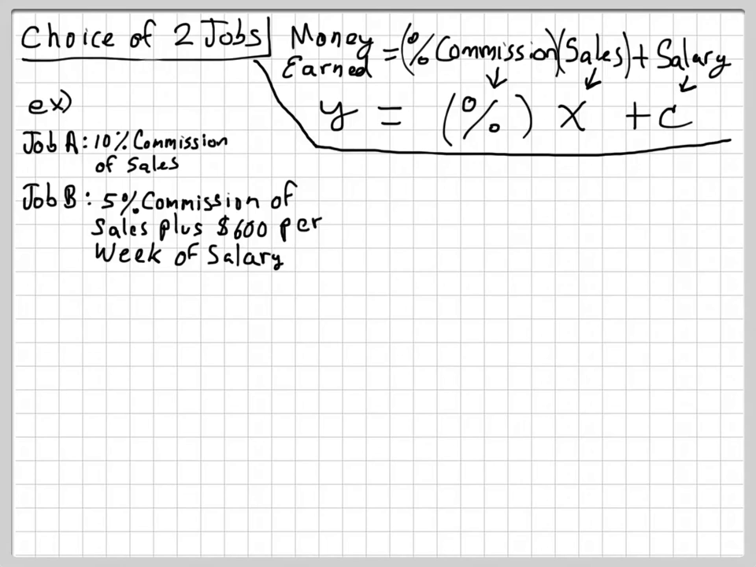Job B, on the other hand, is offering you something a little bit different. It's offering to pay you 5% of commission, but even though it's a little bit lower than the 10% of commission of sales on Job A, it's offering you something extra. It's offering you $600 per week of salary on top of the 5% commission.